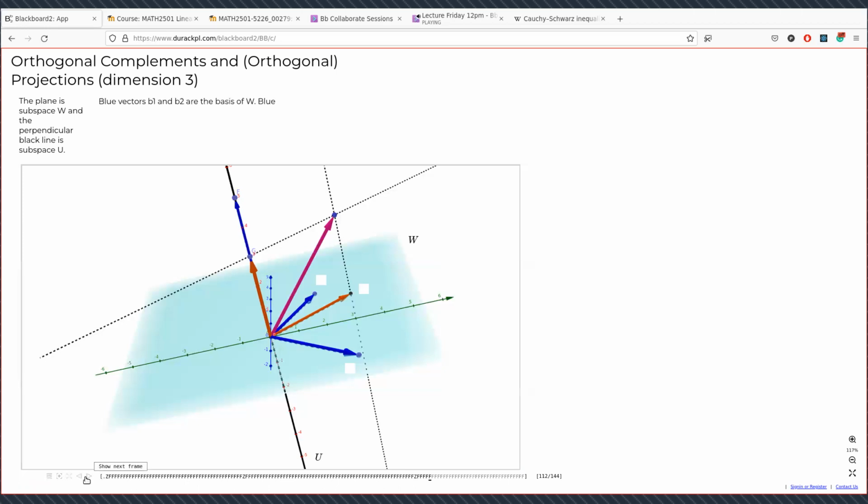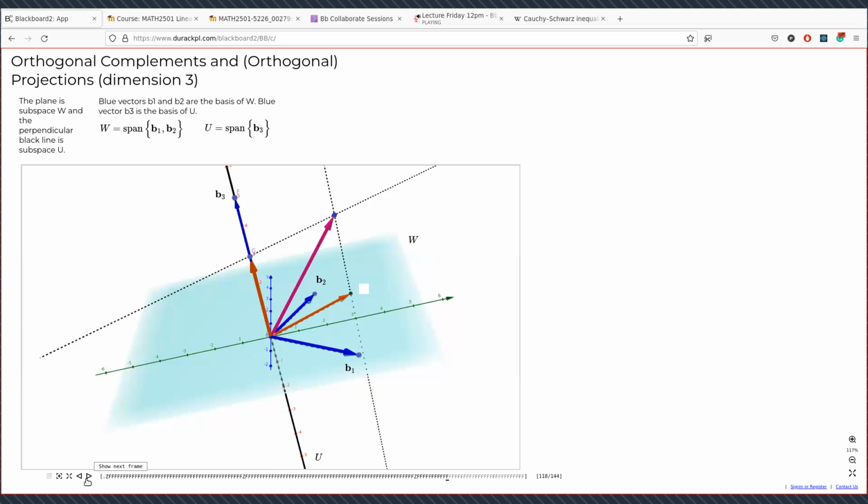The blue vectors. This time we've got 3 blue vectors. B1 down here, which is in the plane W, B2 down here, which is in the plane W, and B3. Where's my B3? It's probably on the next step here. B3 is this blue vector up here, and that's the one which is in the U subspace. So my W is spanned by 2 vectors, so the basis will be of 2 elements, B1 and B2. And my U is still spanned by 1 vector, B3.